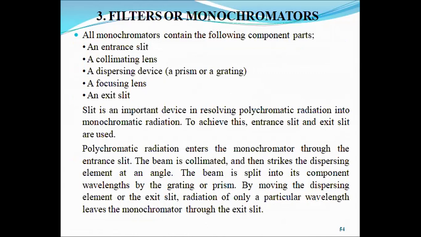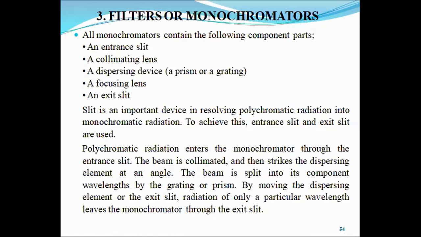Monochromators consist of various components or parts such as an entrance slit, a collimating lens, and then a dispersing device which is generally a prism or a grating, and again focusing lenses for completing the focus, and then the exit slit. The slit is an important device here in resolving the polychromatic radiation into monochromatic radiation. We have two types of slits here: one is the entrance slit and the other is the exit slit.